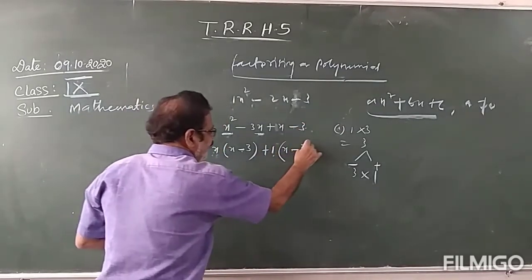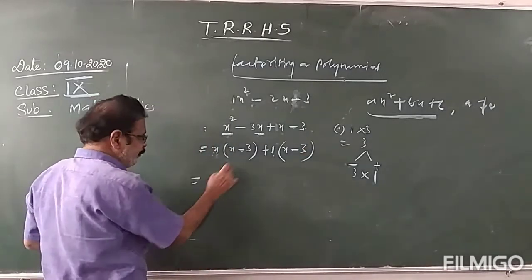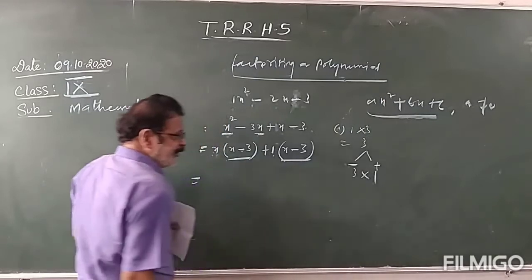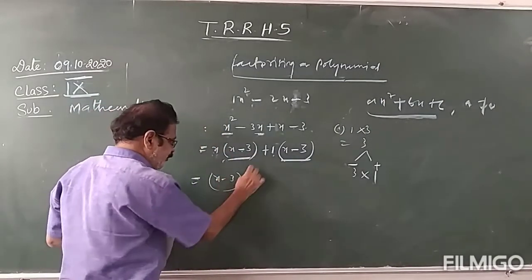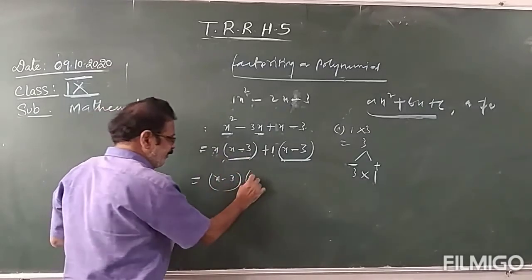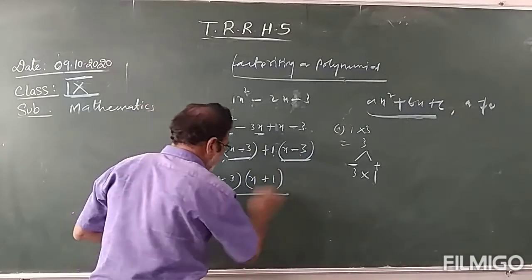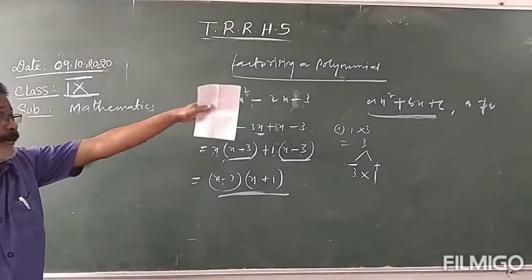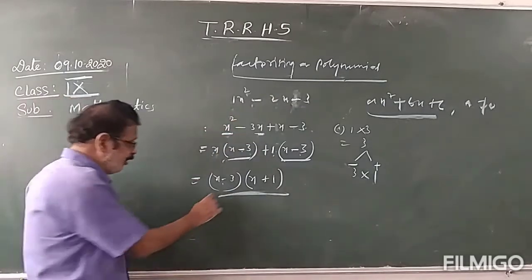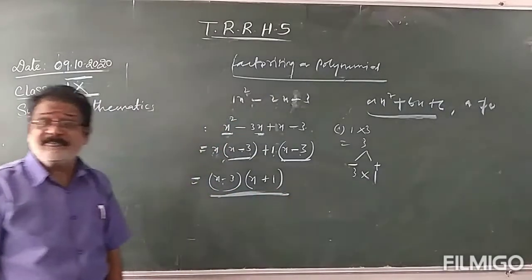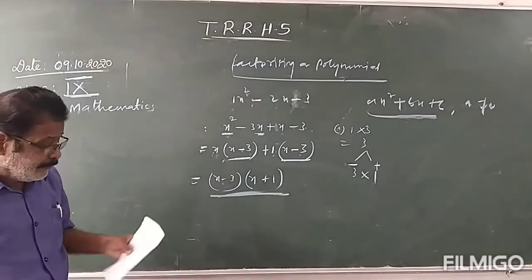How many times does 1 go in 3? 3 times. So now take common what is present: x minus 3 is present in both terms. So take x minus 3 common. When you take x minus 3 common, what is left is x plus 1. So this is the factorization of x squared minus 2x minus 3. The factors are x minus 3 and x plus 1.